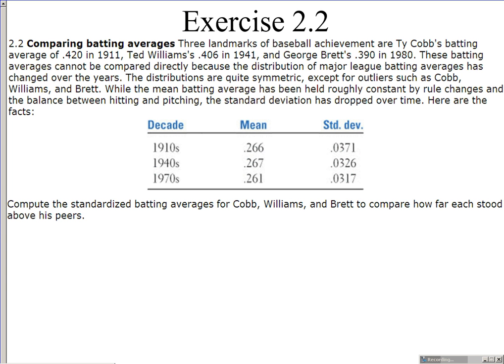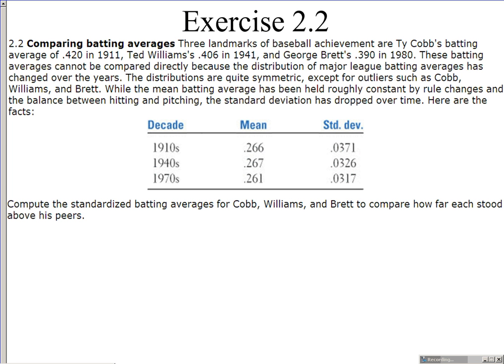While the mean batting average has held roughly constant by rule changing and the balance between hitting and pitching, the standard deviation has dropped over time, which means what? If the standard deviation is dropping over time, it means that there is less variation over time. Here are the facts. In the 1910s, the mean batting average was .266. The standard deviation was 0.0371. In the 1940s, when Ted Williams hit .406, the mean batting average was .267, standard deviation 0.0326. And in the 1970s, when Brett hit .390, the mean batting average was .261, and the standard deviation was 0.0317.